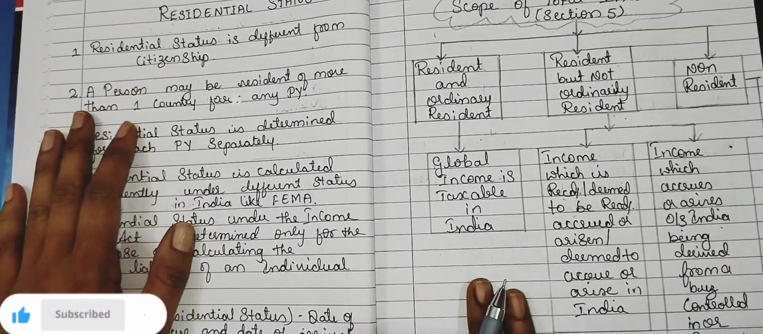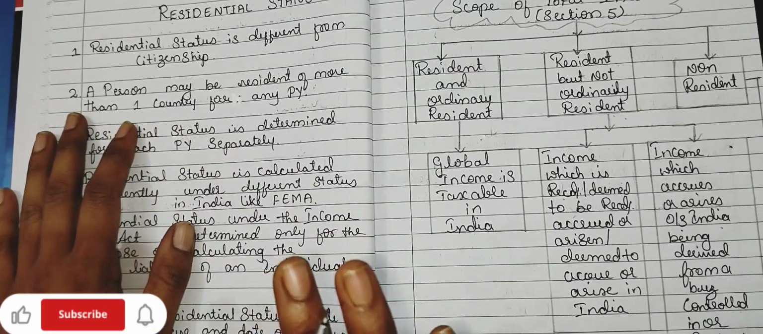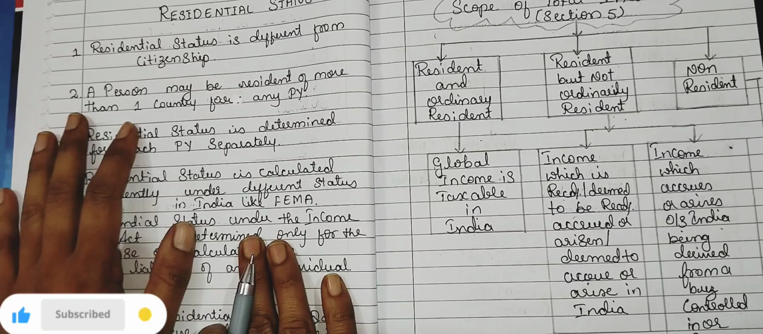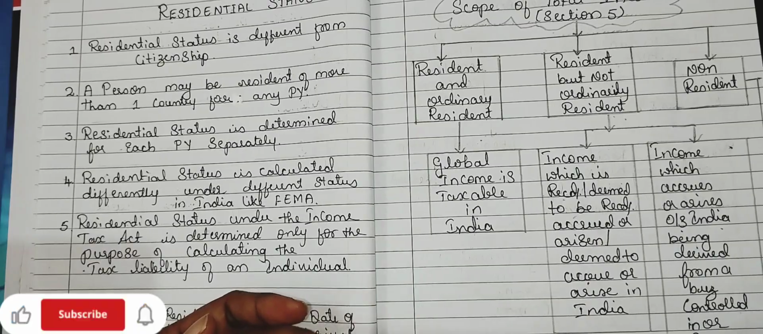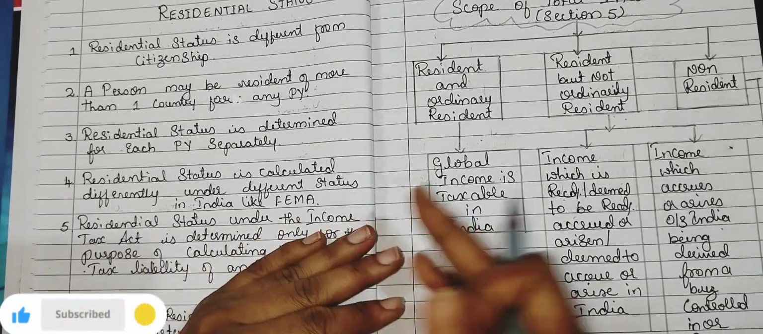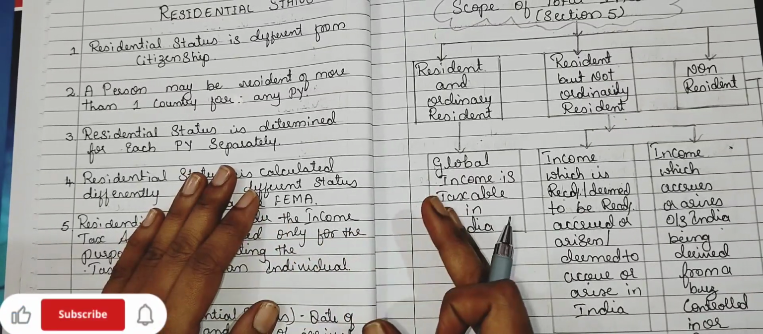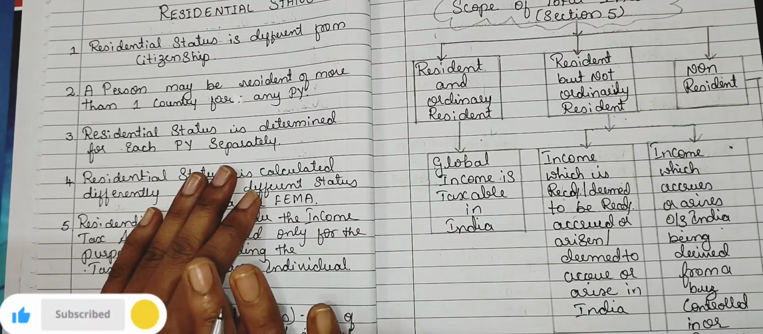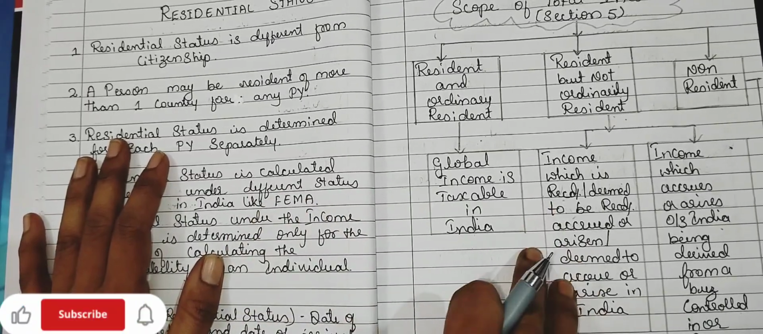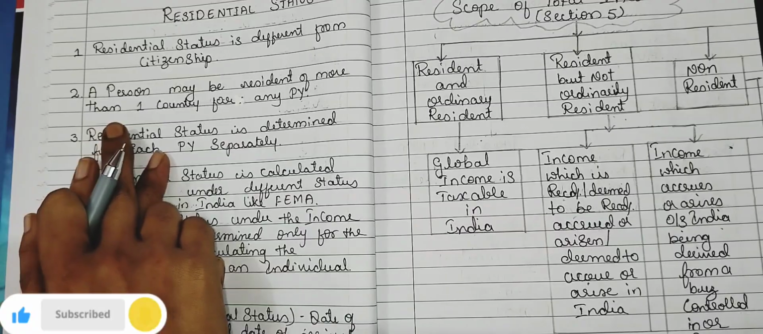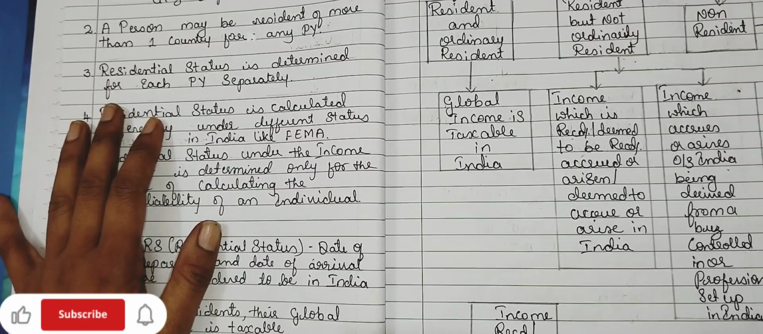Then the same person can be resident for more than one country in the same previous year. Right, because we have many sports persons and business persons. Some people will leave for job purpose, education purpose, so they are going to stay in the other country as well as in India also, the home country you can call. So based on his stay we are calculating, that's why he can be a resident of more than one country in the same previous year or any previous year.